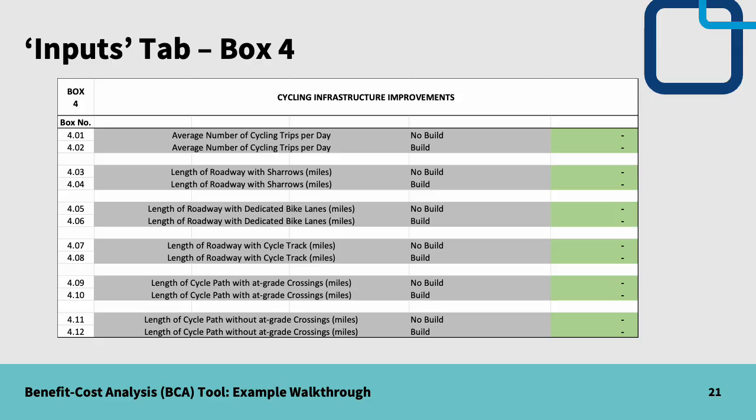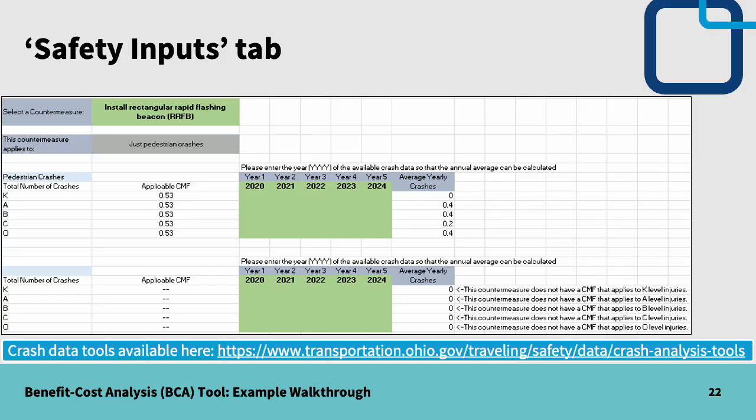We are not analyzing any cycling infrastructure, so we leave everything blank on box 4. Now we move to our Safety Inputs tab. This is critical for this project component. We are proposing a new rectangular rapid flashing beacon. With this improvement, we anticipate a reduction in the crashes we've seen at this intersection in the past. There are 2 data points we need to enter, a countermeasure and then historical crash data.